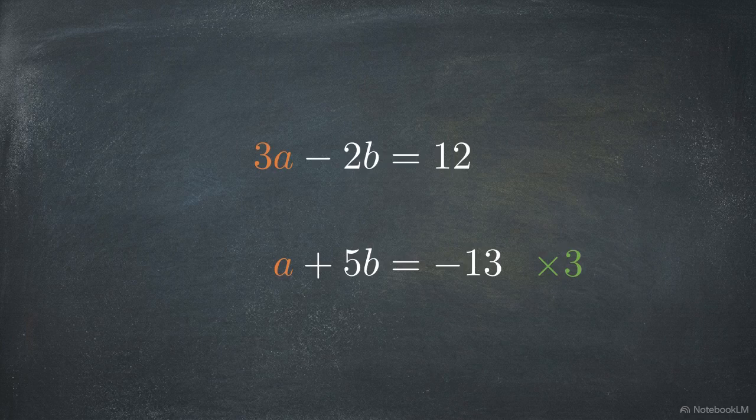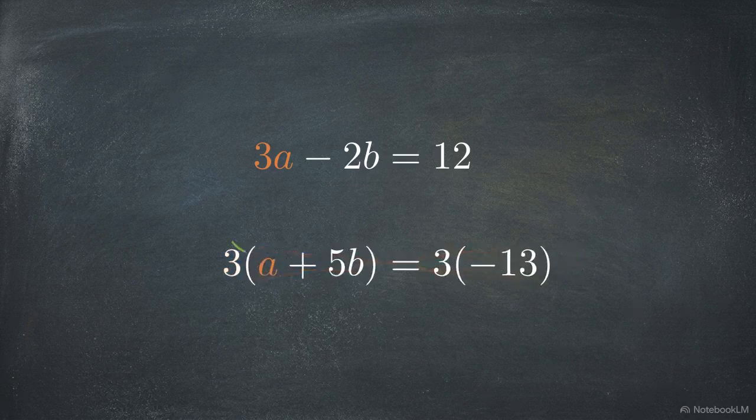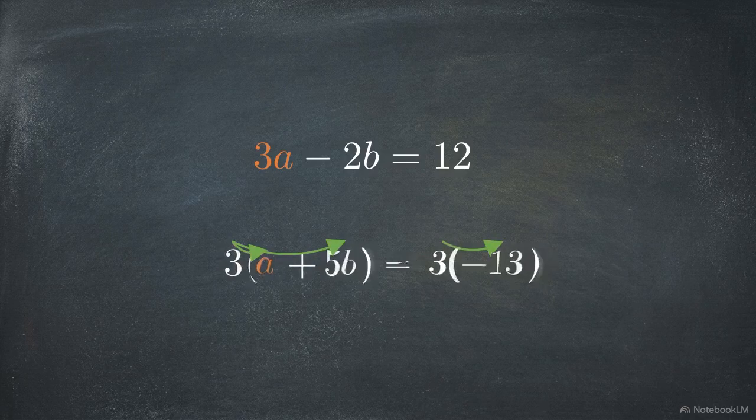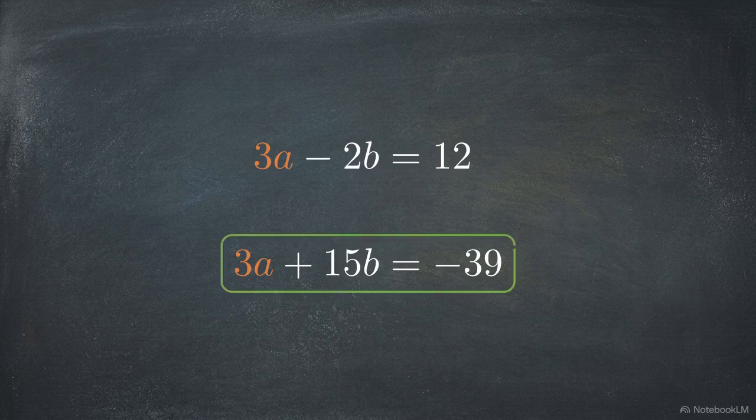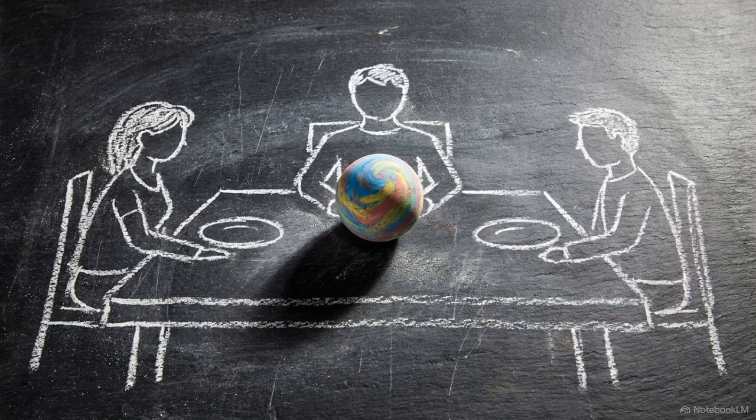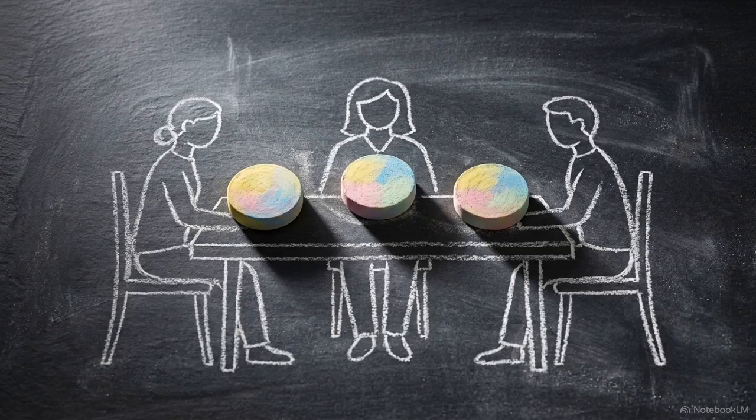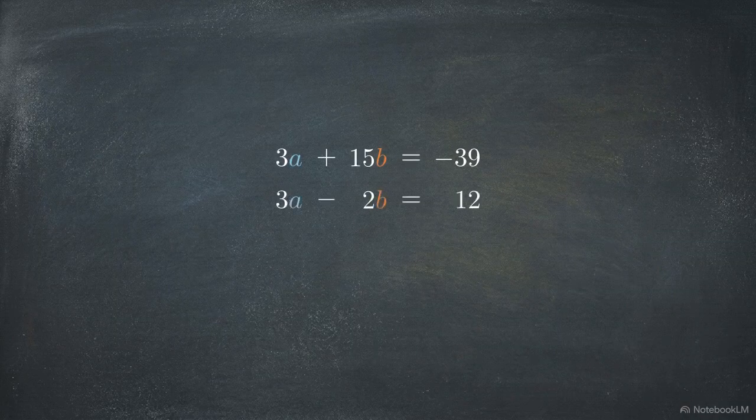This is where many students lose their marks. You cannot just multiply the a. You must distribute that 3 to every single term on both sides of the equal sign. That gives us 3a plus 15b equals negative 39. Multiplying only one term is like sharing food with only one person, when everyone at the table should receive an equal share.